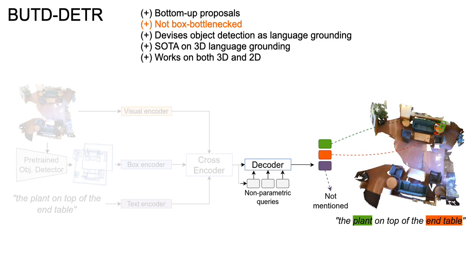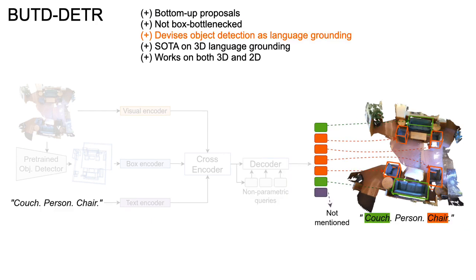It decodes objects with a detection head instead of selecting them from an input box stream. Moreover, BUTD-DETR can use object detection data for grounding by forming utterances like "couch, person and chair" as shown here, and tasking the model to find all instances of couch and chair in the scene, while associating person with not-mentioned tokens as there's no person in the scene.